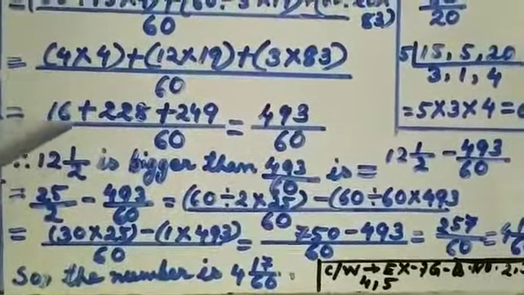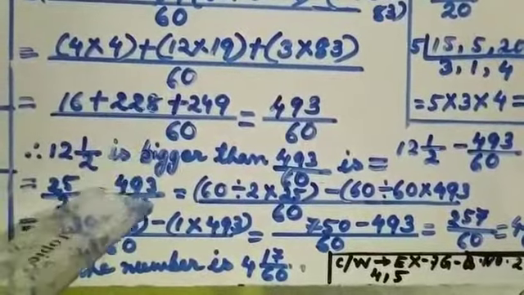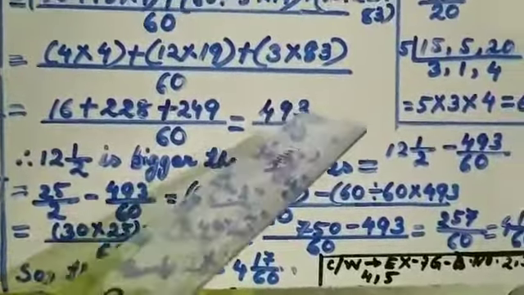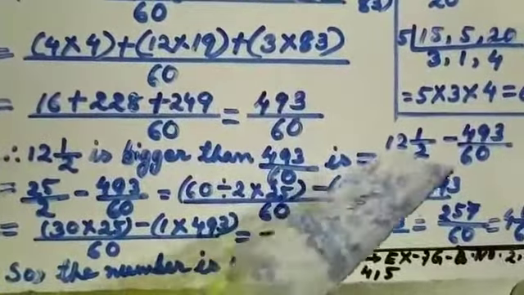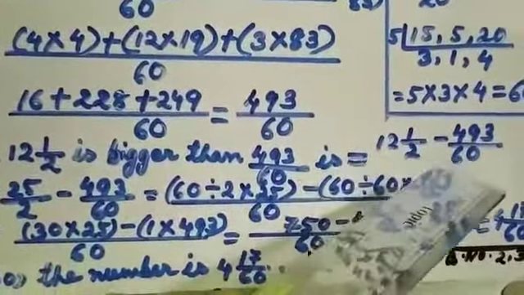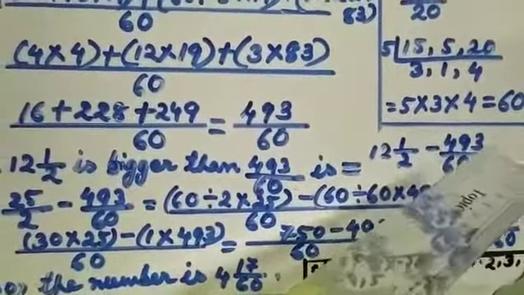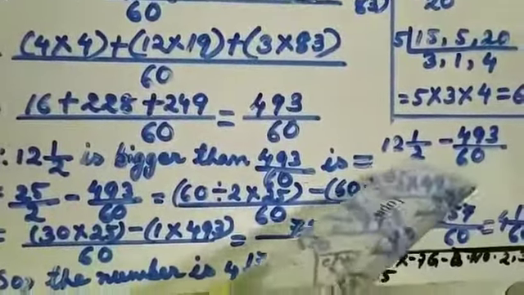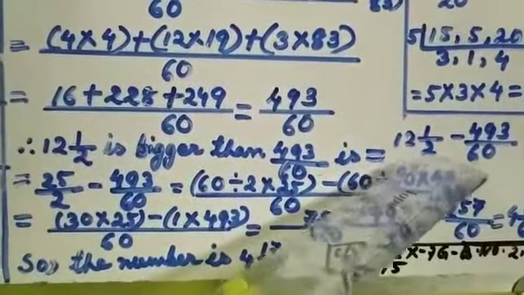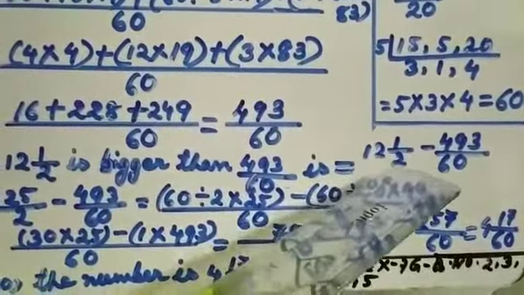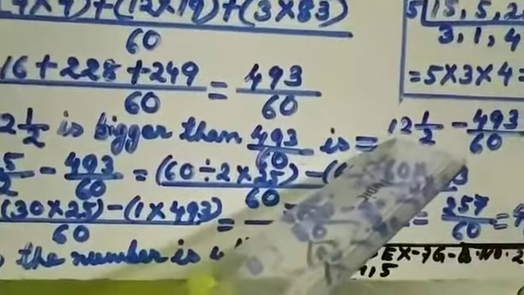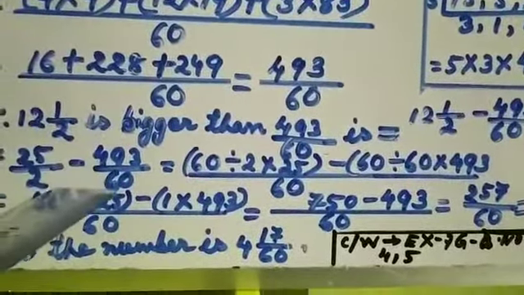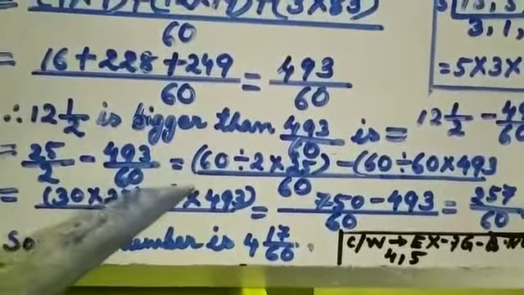Now the second part: 12 whole number 1 by 2 is how much bigger? So 12 whole number 1 by 2 is bigger than 493 by 60 is equal to 12 whole number 1 by 2 minus 493 divided by 60. Now, this is a mixed fraction. You have to change this one into an improper fraction. So 12 twos are 24 plus 1, 25. So 25 by 2 minus 493 by 60.